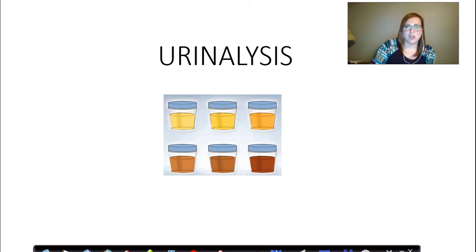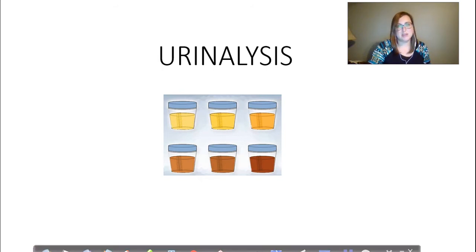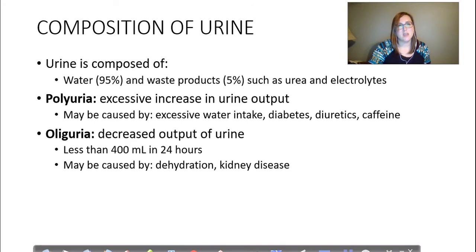This is our lecture on urinalysis. We have a lot to talk about when it comes to this topic, so we'll get started here. The composition of urine. So urine is mostly water, 95%, and then waste products is 5%.